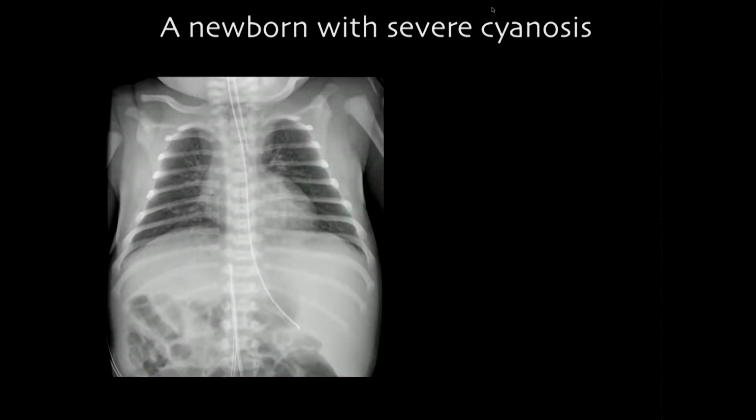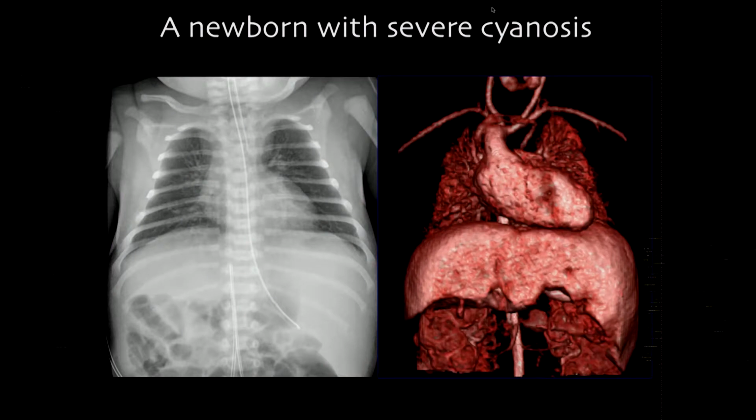So this is another case, a newborn with severe cyanosis. Anybody want to volunteer to give a quick snap diagnosis? Yeah, there are some people giving me the right answer. So this is the MR angiography. You see that very, very transverse liver.